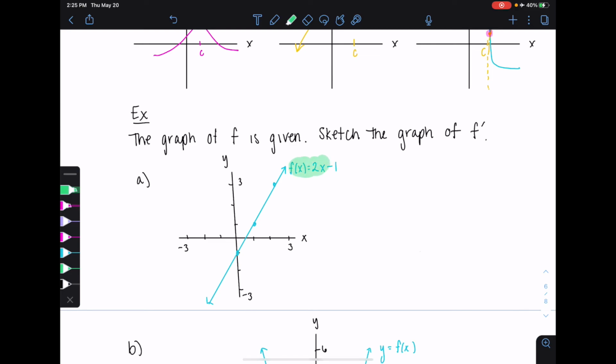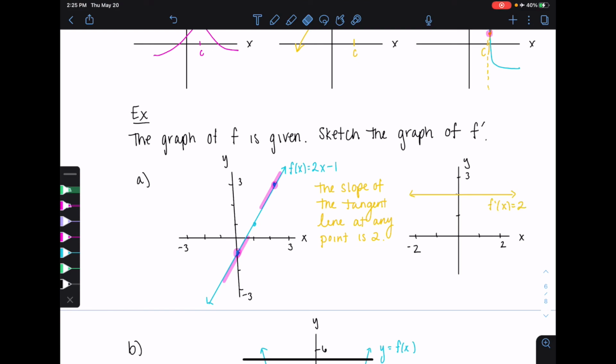So we're starting with this function, 2x minus 1. No matter the point you take on this line, if I go ahead and try to find a tangent line here, it is the line itself. Tangent line here is the line itself. So the slope of the tangent line at any point you try is 2, because it's a line. So immediately my derivative is always equal to 2, because every single slope at every single point is 2. Okay?